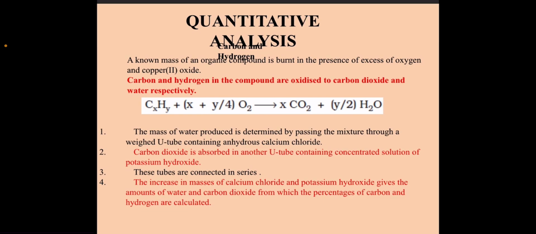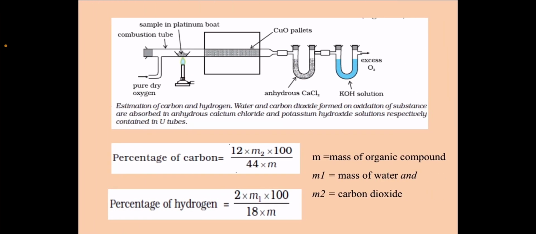Then carbon dioxide is absorbed in another U tube containing concentrated solution of potassium hydroxide. So from there we can get the amount of carbon dioxide formed. The increase in mass of calcium chloride and potassium hydroxide gives the amount of water and carbon dioxide, from which the percentage of carbon and hydrogen are calculated. Now this is the setup of the apparatus for the quantitative analysis of carbon and hydrogen.